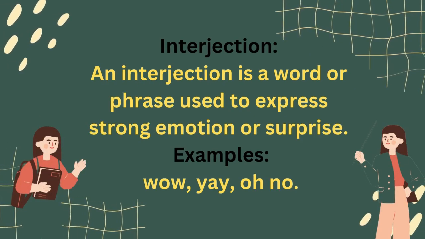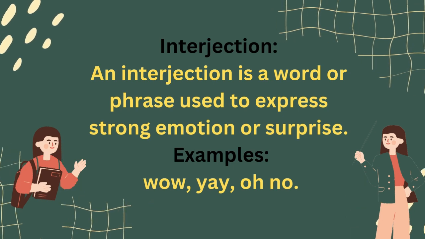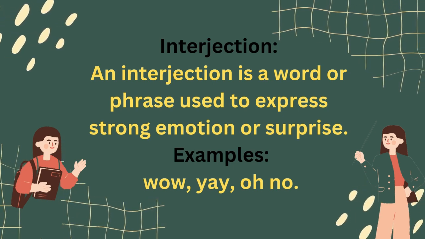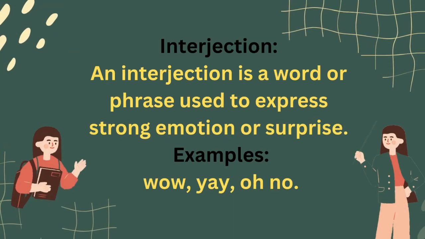Interjection. An interjection is a word or phrase used to express strong emotion or surprise. Examples: wow, yay, oh no.